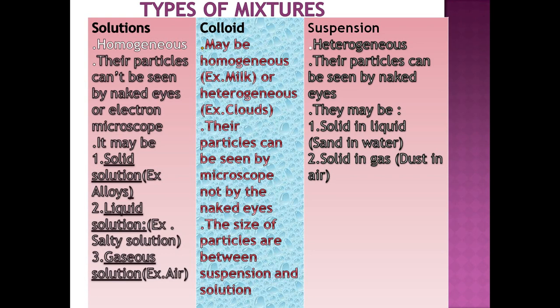The second kind is liquid, like salty solution. Number 3, gaseous solution, like the air. And what about the air? Why do we call it gas? Because it's made of different gases, which are oxygen, nitrogen, what else? Carbon dioxide and other gases. But what about these gases? All of them are in gaseous state. So the air is a mixture.